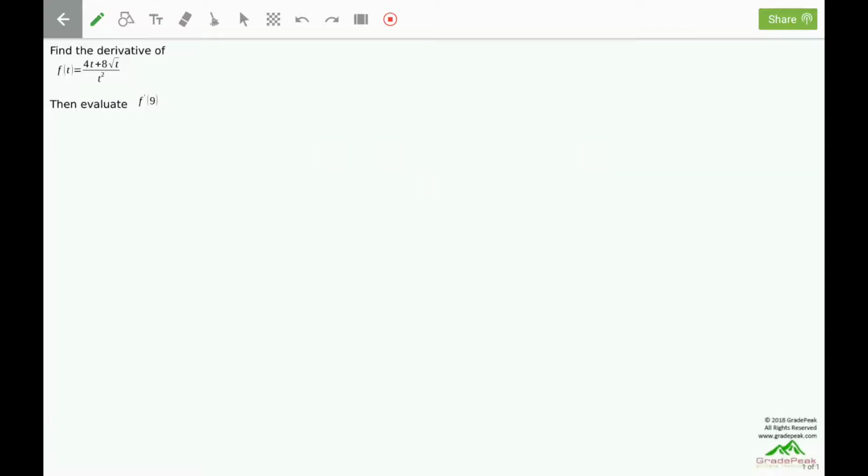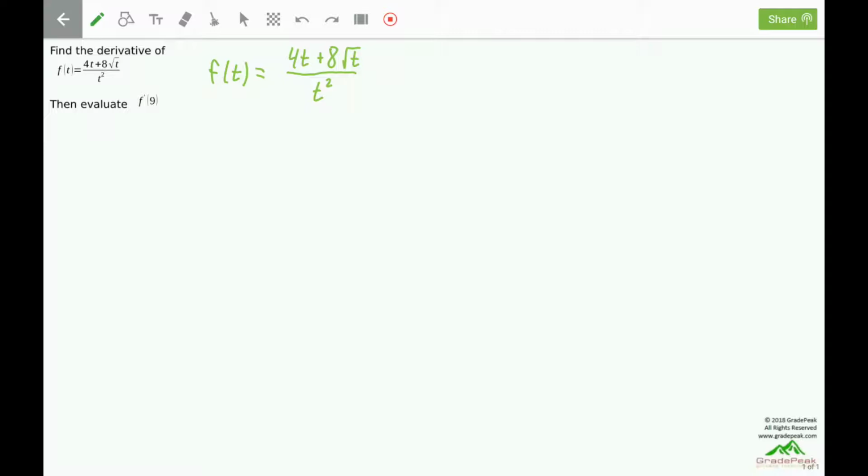Find the derivative of f of t equals (4t plus 8 square root of t) all over t squared. Then evaluate f prime of 9. f of t here is made up of the quotient of two functions, the division of two functions, 4t plus 8 square root of t all over t squared.